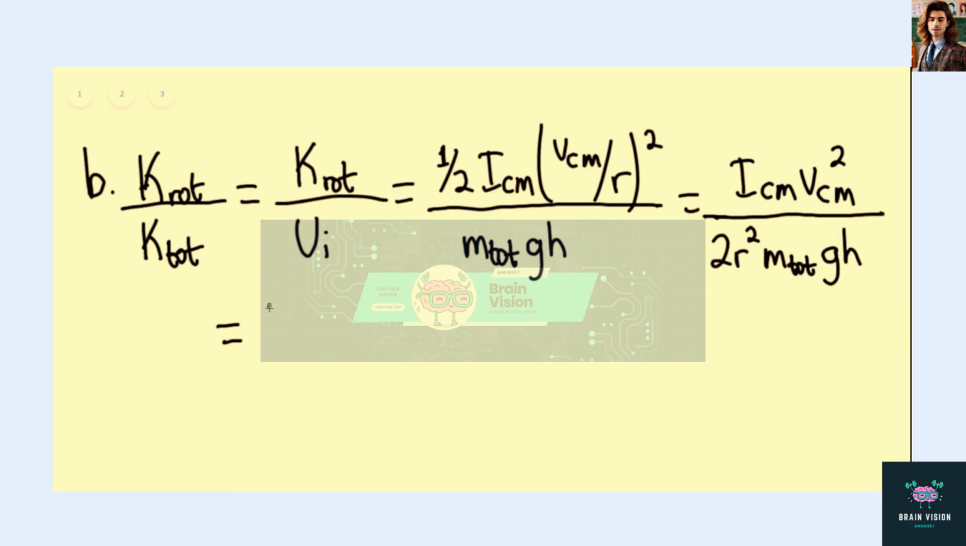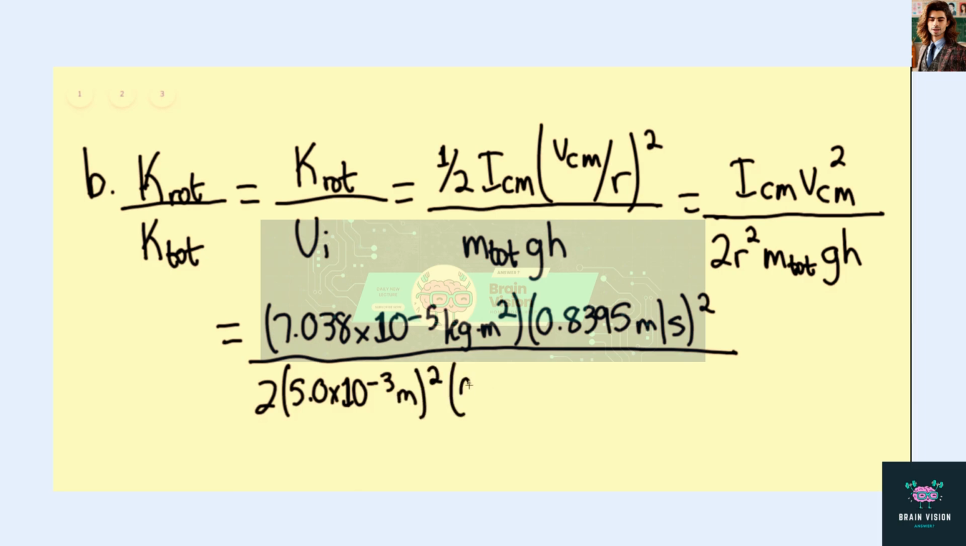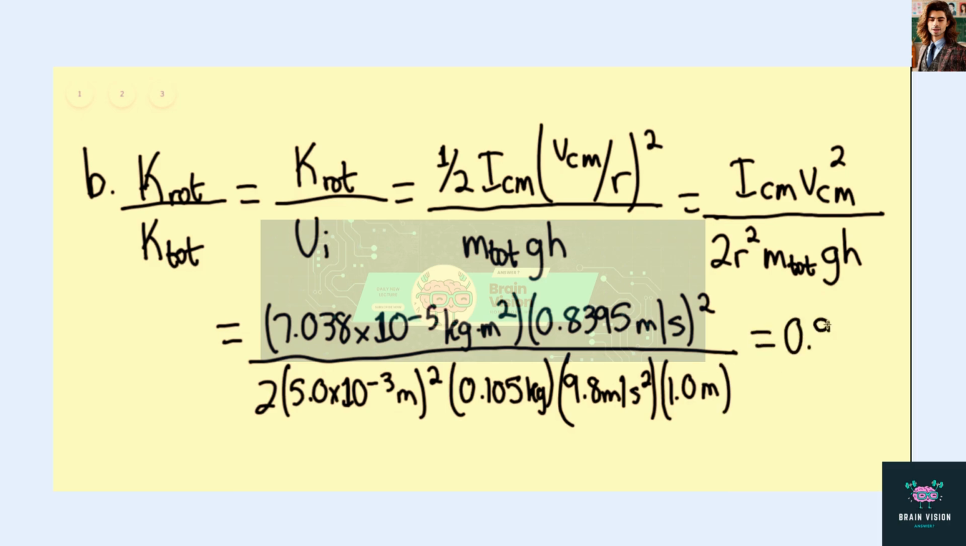So this would equal 7.038 times 10 to the negative fifth kilograms meters squared multiplied by 0.8395 meters per second quantity squared, divided by 2 times 5.0 times 10 to the negative third meters quantity squared multiplied by 0.105 kilograms multiplied by 9.8 meters per second squared multiplied by 1.0 meters. And we find that this equals 0.96.